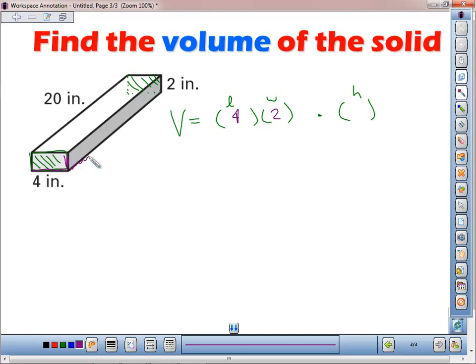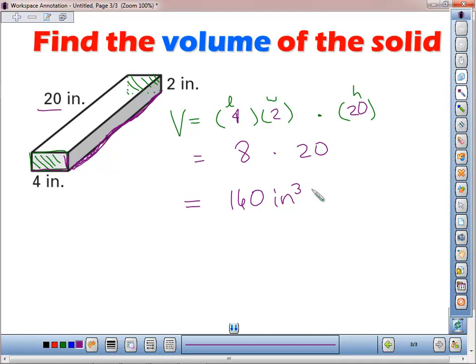Okay, and now I'm going to highlight my height, which is really the distance between my two matching bases. And what is that distance? It's 20. Area of the base times the height, kind of like we're stacking up coins, or maybe this one would look like stacking up saltine crackers or something like that, if you've ever seen those. All right, 4 times 2, what do we get? We get 8 times 20, so that gives me how much? 160 inches cubed.